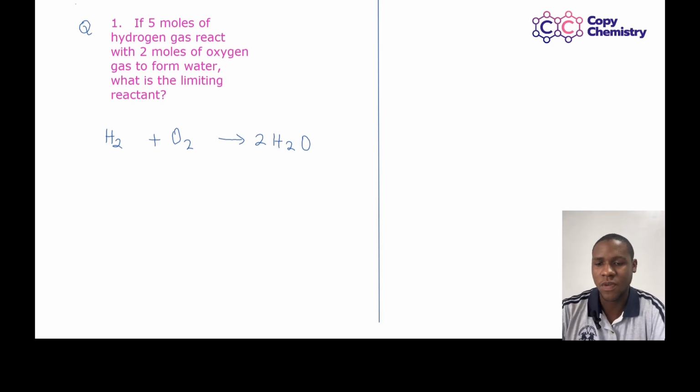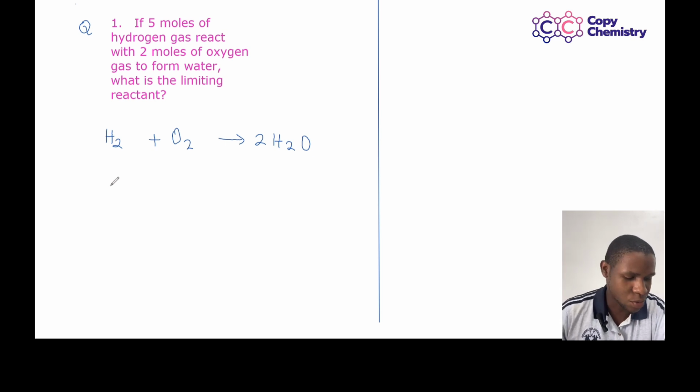Stoichiometry: if 5 moles of hydrogen gas react with 2 moles of oxygen gas to form water, what is the limiting reactant? Okay, so we have our equation of reaction right here, and now this is what to do, so you don't have to get scared of this. We have 5 moles of hydrogen gas, and then 2 moles of oxygen gas.